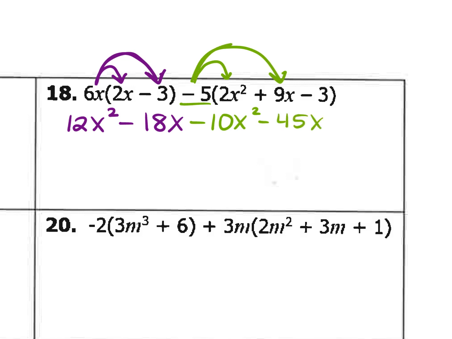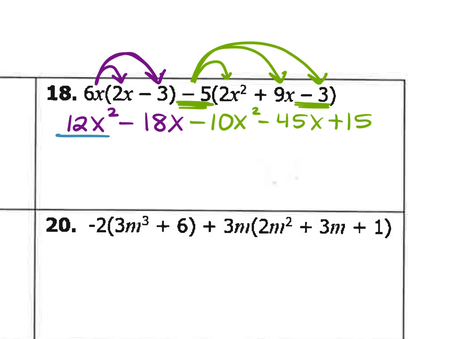And then what do you get for your last term? Plus or minus? Negative 5 times negative 3. Plus 15. Okay, so you're here. Now you combine your like terms.